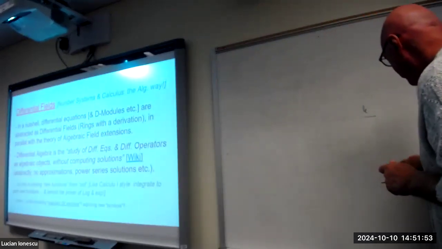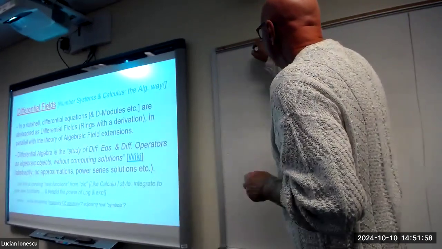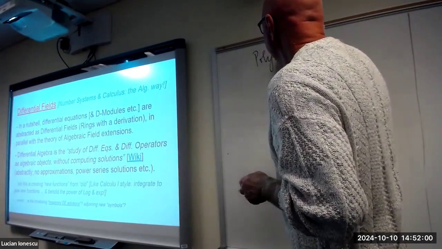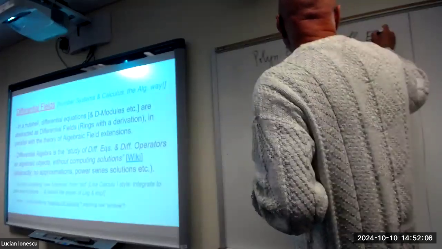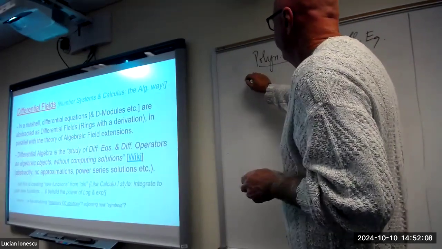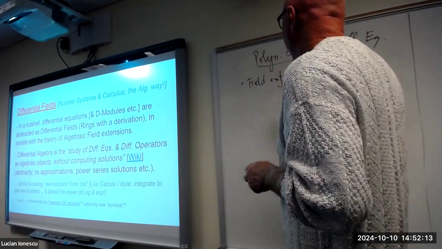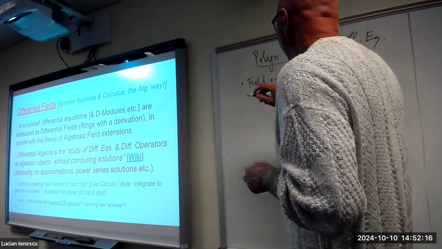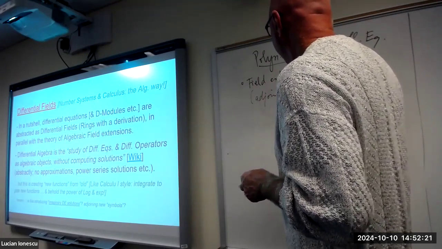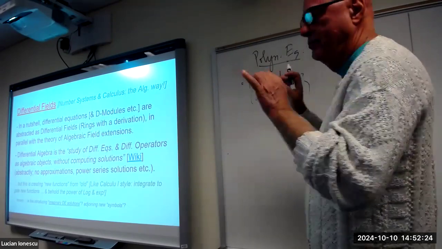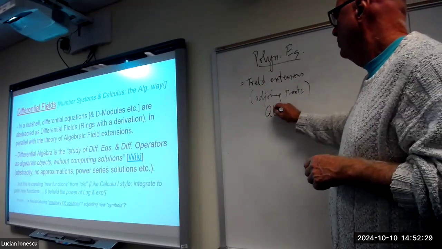Still, I want to spend a little bit more time. So you have polynomial equations, and then you have differential equations. Then you have field extensions obtained by adjoining roots. Well, formal roots. Like Q of square root of 2.